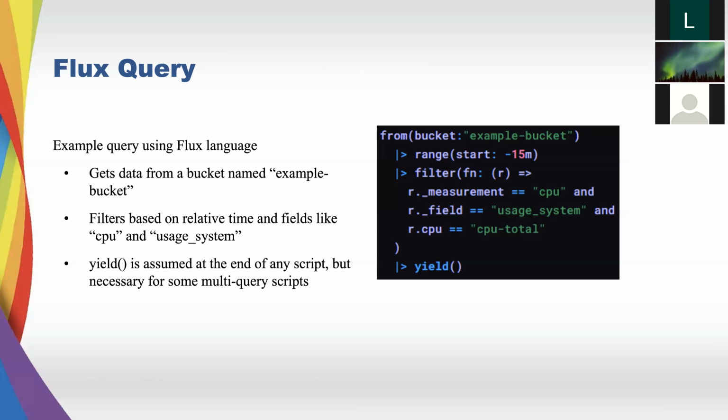And then it's going to further pipe forward that into another filter that basically just gets the measurement, the measurement field, which is CPU, the field called usage system, and then another one called CPU total. And then after all of that is done, it's going to pipe forward to yield, which is actually called at the end of any script, but it may be necessary if you have multiple queries in one script. Here it's explicit, but it's not actually necessary for this small example.